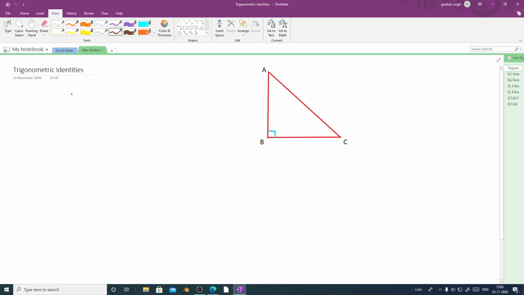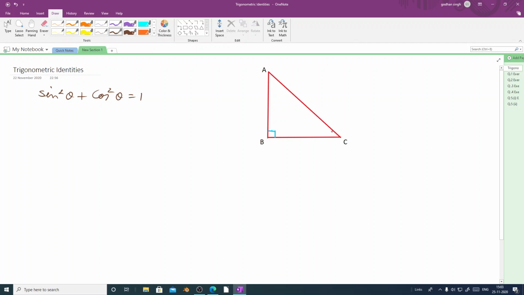Trigonometric identities. There are many trigonometric identities. In class 10th, we learn some of them. The first one which we learn here is sine square theta plus cos square theta equal to 1.